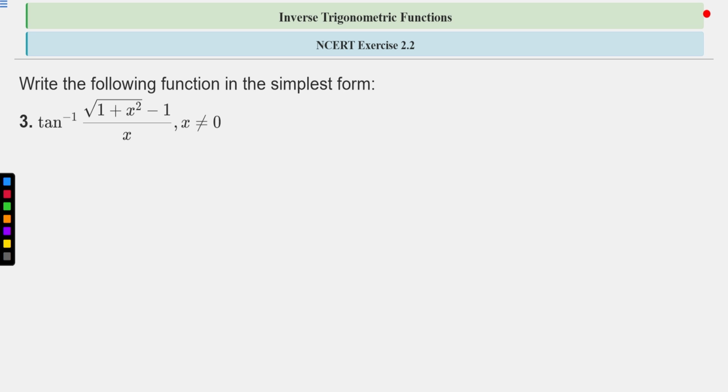This question says, write the following function in the simplest form, right? We have to write the given function in the simplest form, and our function is tan inverse of root over 1 plus x square minus 1 upon x, when x does not equal 0. Clear? So how can we approach this question? You have 10 seconds to solve or think about this question. After that we will discuss the solution part, right?